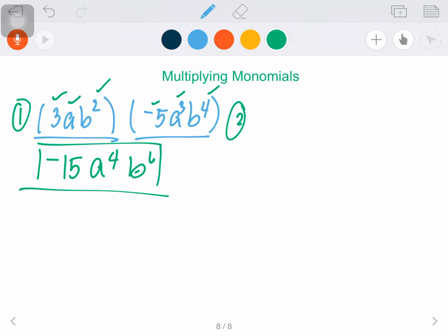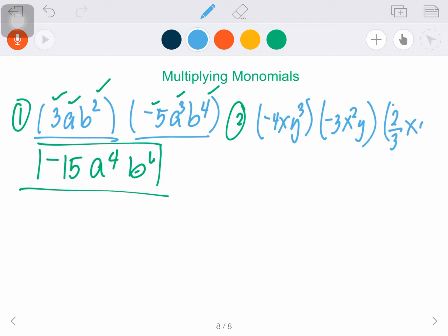Moving on, let's have, for example, negative 4xy cubed multiplied to negative 3x squared y. And to spice things up a little bit, let's have a third factor, 2/3 xy. So how do we do this? First, we cannot multiply all of them together, so we can first attack the two factors.